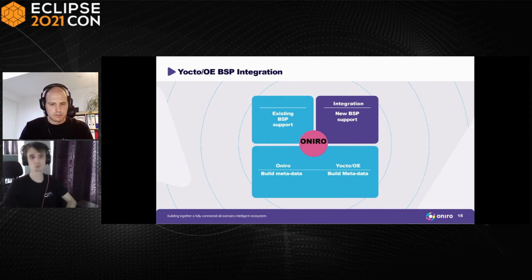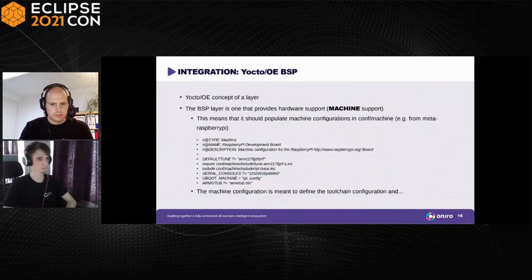So now, how do you plug a new BSP into this platform? So Yocto has this concept of a layer. It was mentioned before, that is basically a collection of build metadata. In the case of a BSP layer, the most important metadata is the machine specification. That is basically a file that defines the target you're going to build for.